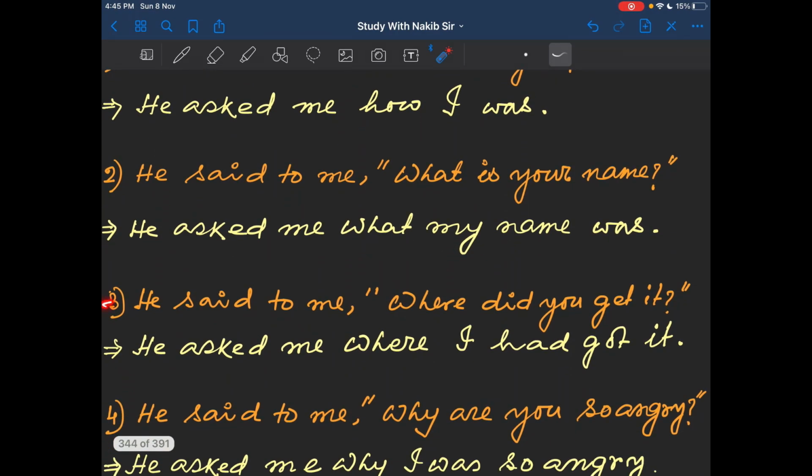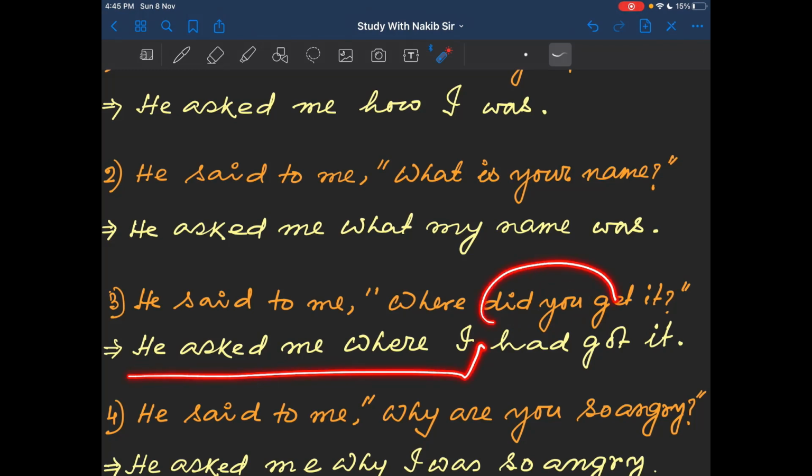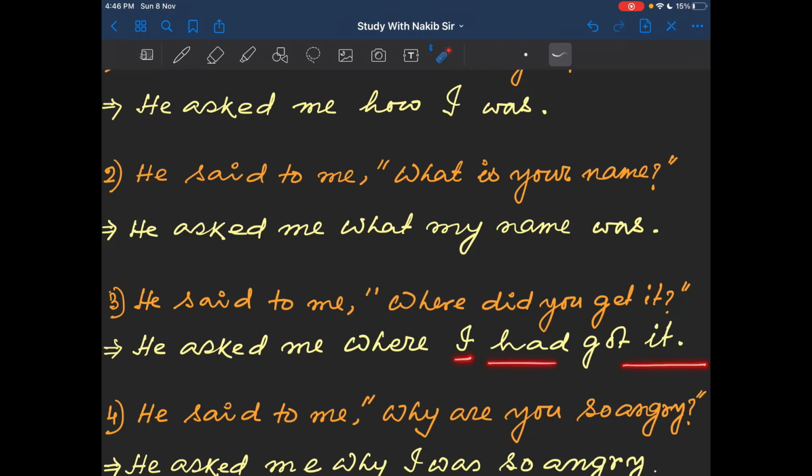Now come to the third question. He said to me, where did you get it? So he asked me where. Where is the WH word, so where is used as a connective. So he asked me where, and you will be I, you know. So he asked me where I, and did get it, the past indefinite tense, and here the reporting verb is in the past tense. So past indefinite tense will be changed to past perfect tense in the indirect narration in this environment, you know. So your answer is, he asked me where I had got it. Where I had got it.